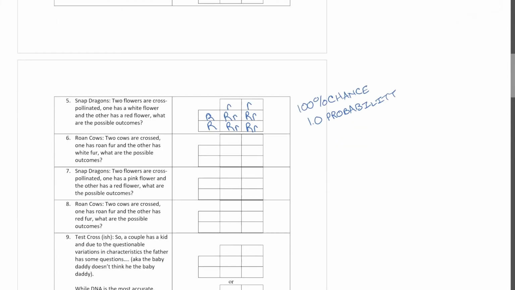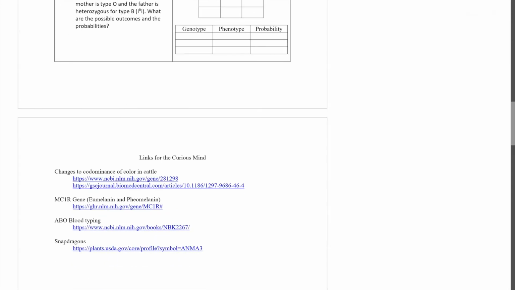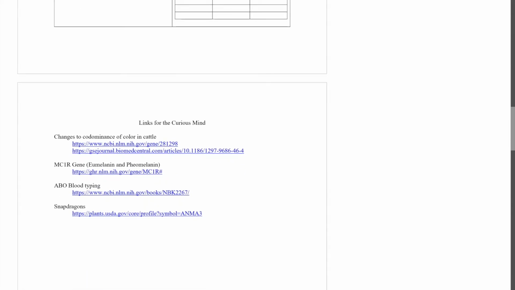At the end of this worksheet, I posted some websites. Specifically, we're going to have it right here, which is going to be the changes of codominance in color and cattle. Why do I do this? Not to confuse you. I want to give you the actual opportunity to understand further what's really going on.